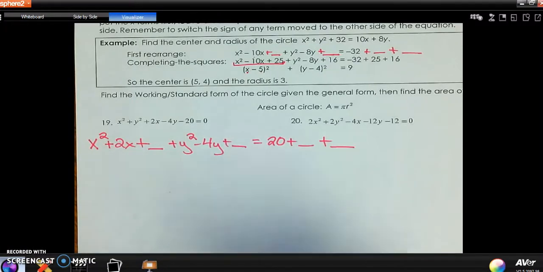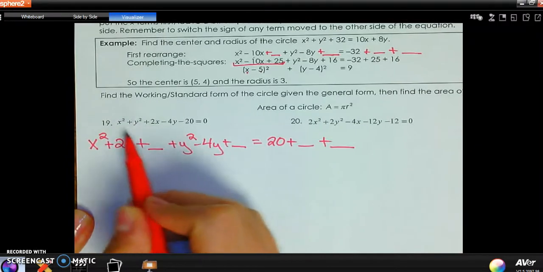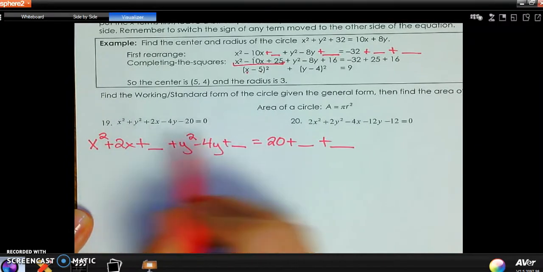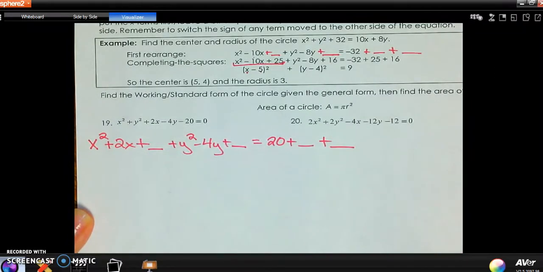Okay, so for number 19, you have two squared terms. They are both positive and you have equal coefficients, so that's what tells you it's a circle. Again, I don't really look at this other stuff. You just know it's a circle. So once it's a circle, you say, I need to get it in standard form in order to be able to graph it.